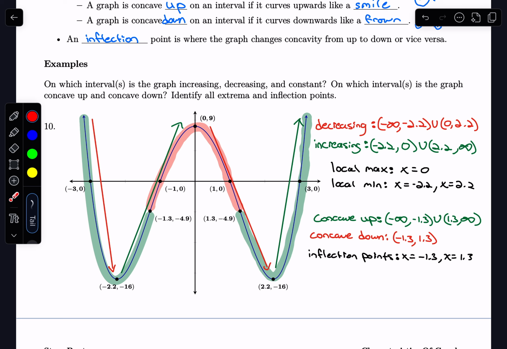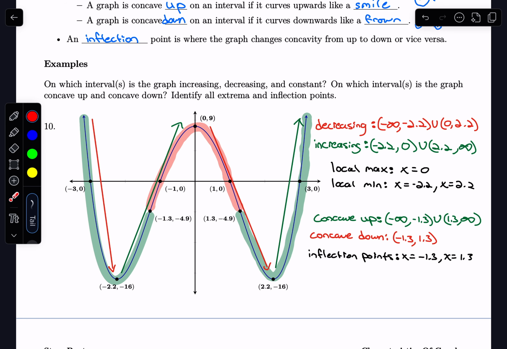But so we were able to label all the extrema, which are these 3 points. Oops, I circled the wrong one. All the extrema are these 3 points here, and I still circled the wrong one. Gosh, I'm all over the place in this one. The extrema are the maximum here, the minimum here and the minimum here. And then the inflection points are the 2 points where we change concavity, which are these 2 spots here.